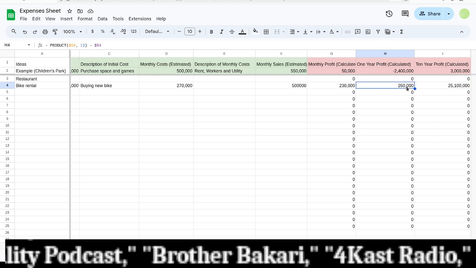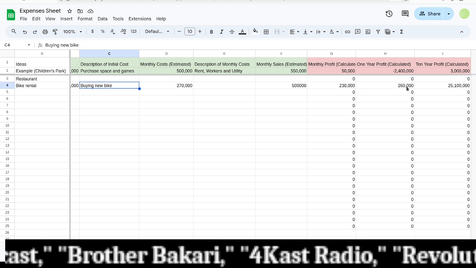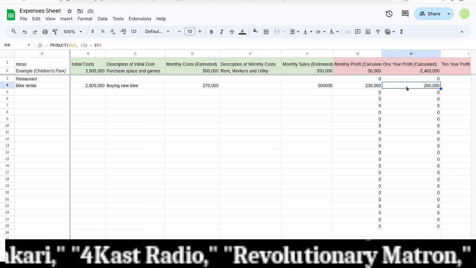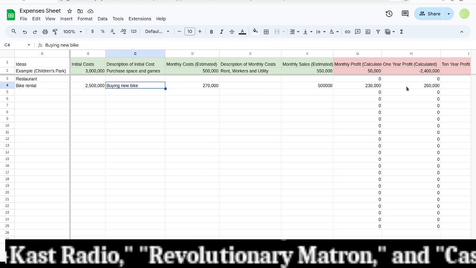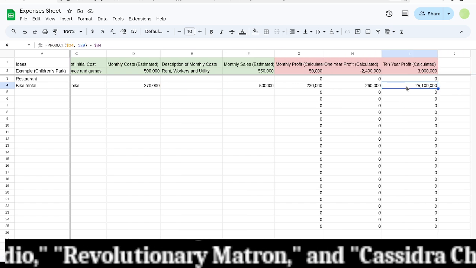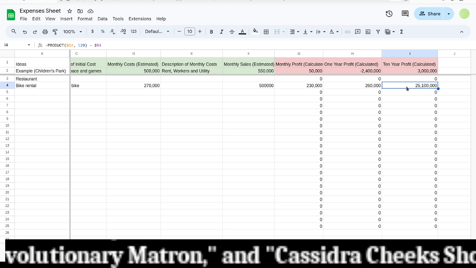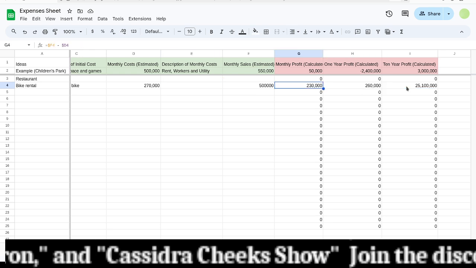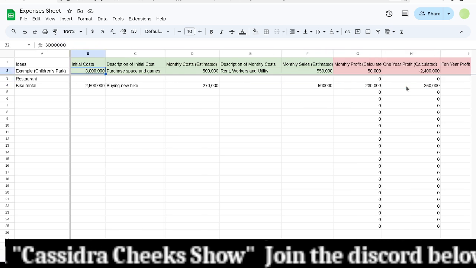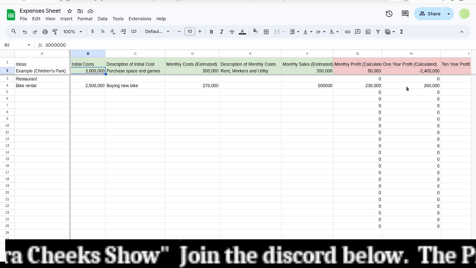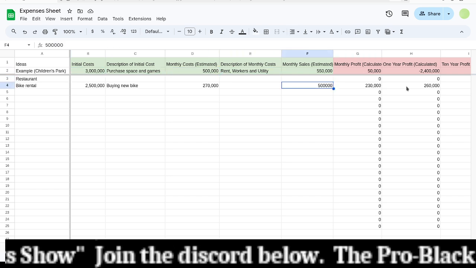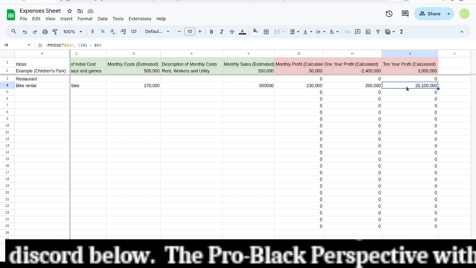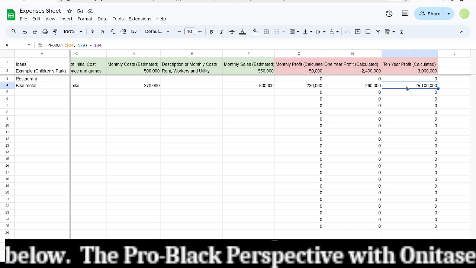$230K, and after 1 year, hold on a second. After 1 year, you begin to see $260K. You begin to see some profit. However, after 10 years, you see 25 million shillings. So as to say that, for less money than the children's park, assuming you got the 500K. Now, I'm not saying you will or you won't, but assuming it's 500K, you will in 10 years make 25 million shillings, which is about $10,000.